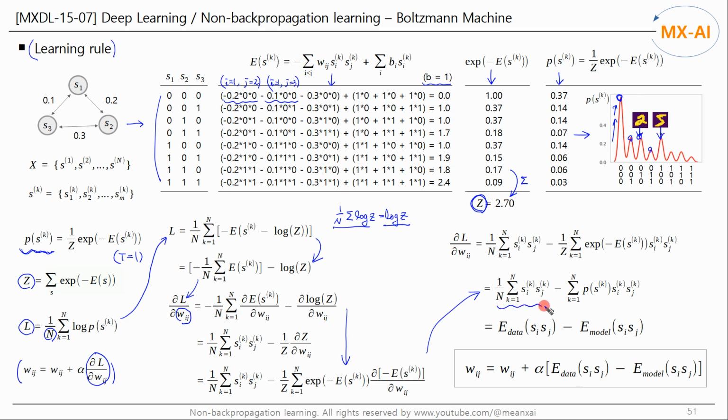The first term is the mean of S_i S_j and can be obtained directly from the data. And the second term is the expectation of S_i S_j given the probability P(S). This can be obtained from the model. We'll look at how to obtain this value on the next page. Then the gradient of L with respect to W_ij can be simply written as follows. Finally, the formula for updating W using gradient ascent can be expressed as follows. This is the learning rule for the Boltzmann machine.